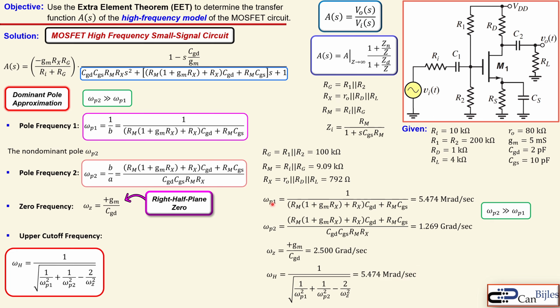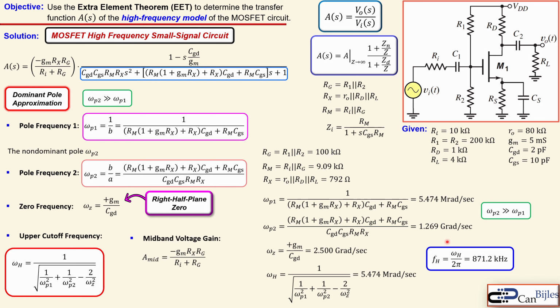So our dominant pole approximation already said you can look at omega P1 and it will be your cutoff frequency. And of course, in hertz, you can divide that by 2 pi, which will be here 871.2 kilohertz. Our midband gain, which is in this case the DC gain, can be calculated using the expression here for the transfer function.